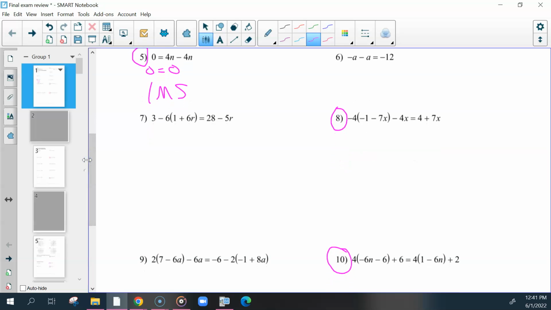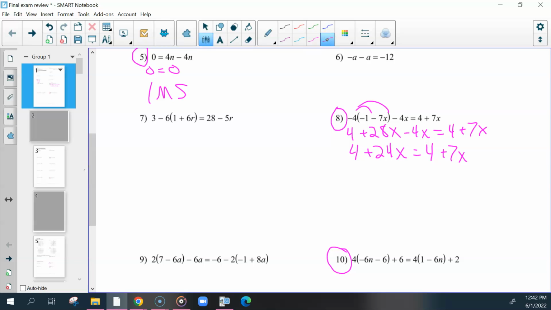For number 8, we would need to distribute this. So we have positive 4 plus 28x minus 4x equals 4 plus 7x. Then we could combine like terms. So on the left, we have 28x and 4x. So if we combine them, we get 24x. Looking at just this, we have different constants and different coefficients. So I know that this is going to give me one solution, x equals some number. We just have to figure out what that number is.